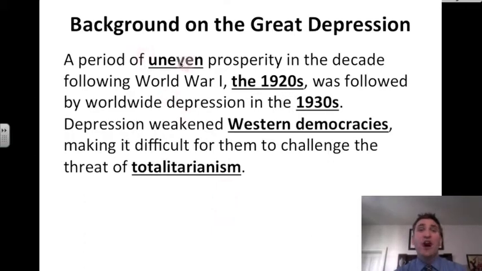A period of uneven prosperity in the decade following World War I, the 1920s, was followed by worldwide depression in the 1930s. Depression weakened Western democracies, the West being Europe and America, making it difficult for them to challenge the threat of totalitarianism. That's a long word to say.